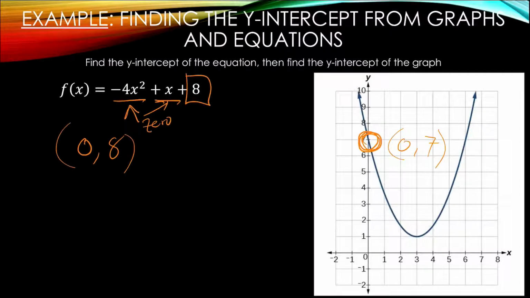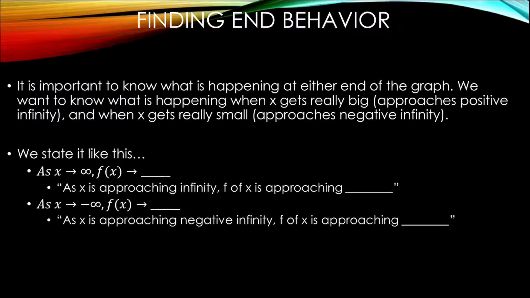Both those x's, so 8's the only thing I have left. In the graph, we can simply see where it crosses the y-axis. Okay, finding end behavior. It's written really complicated, but it's not a super difficult concept.